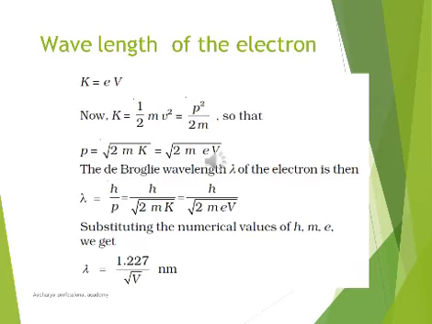into v. So the meaning of this is, when an electron is accelerated through a potential V, then its de Broglie wavelength is calculated using the formula lambda is equal to h by square root of 2 into m into e into v. While substituting the values, we will get lambda is equal to 1.227 by square root of v nanometer.